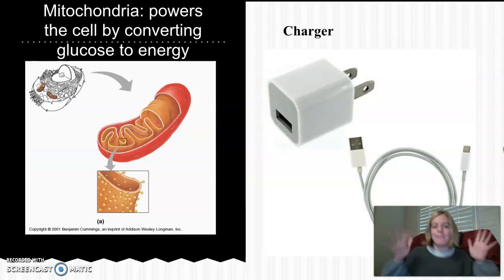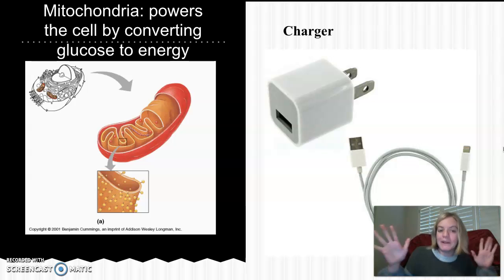Next, we have the mitochondria. And a lot of people know about the mitochondria because they give the cell energy. And the way that they do that is they convert glucose, the monosaccharide we learned about last year, into an even more useful form of energy for us called ATP. So the mitochondria give all the energy to the cell, and that's why we compare it to your cell phone charger, because in order to get energy to your cell phone and to get your cell phone to work, you need to charge it up using the charger. And just like the charger gives your phone energy, mitochondria gives your cell energy.